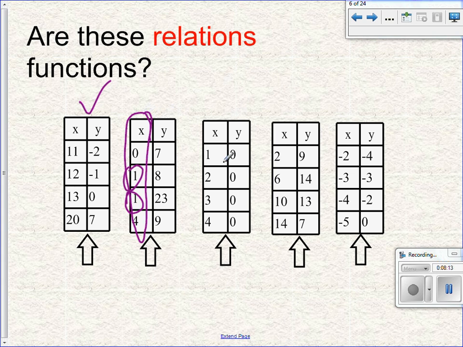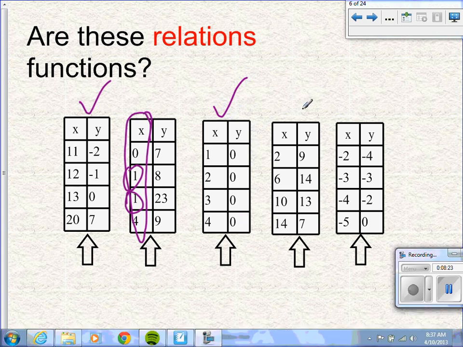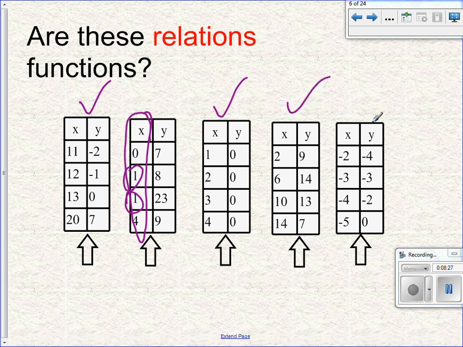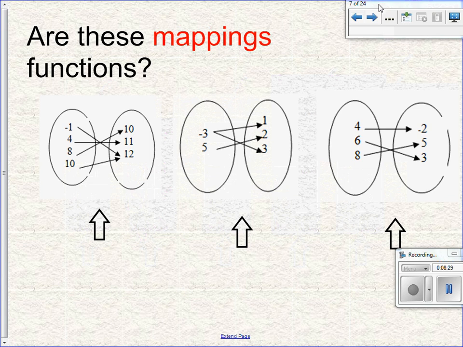What about this one? Yes. I can have repeating y values. It is still a function. Okay, what about this one? Is this a function? Yes. What about this one? Yes. Okay, good job.